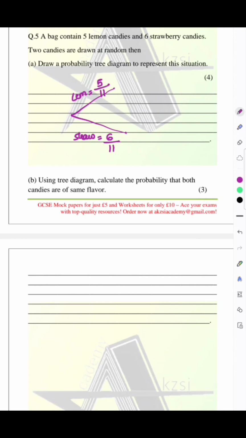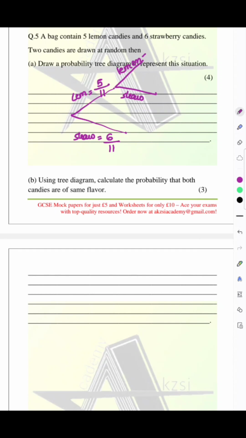The person has to pick 2 different candies. So if he has already picked the lemon candy, now there is a possibility of 2. The next candy can be lemon or can be strawberry. That you have to keep in mind. Not necessarily that if he has picked lemon, the next has to be a lemon. It can be strawberry as well. So it opens 2 different possibilities, one for lemon and one for strawberry.